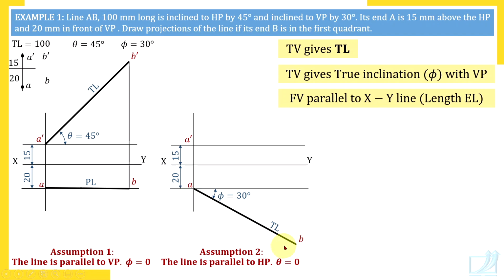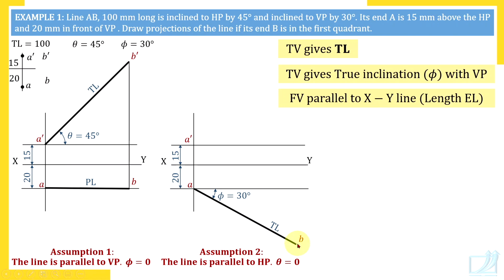Now one very important thing is, it's clearly mentioned in the problem that top view of point B is below XY line. In the sense, B is in first quadrant. So front view above, top view below. So top view of point B is below XY line. That is why we have measured 30 degrees downwards. If we would have measured 30 degrees upwards, then we would have got point B above XY line. And that would have been mistake.